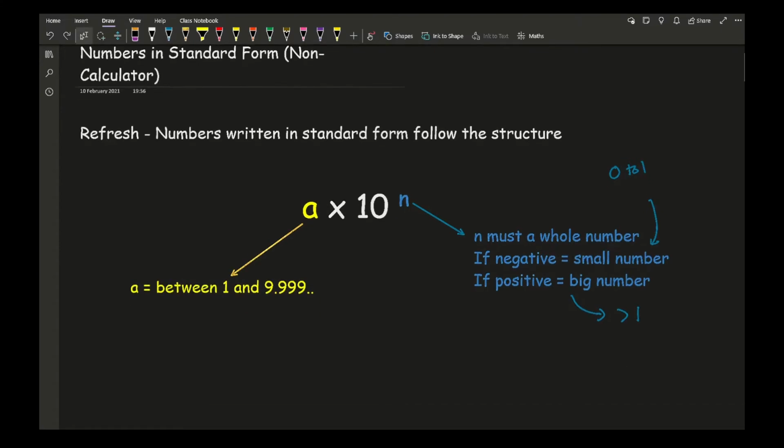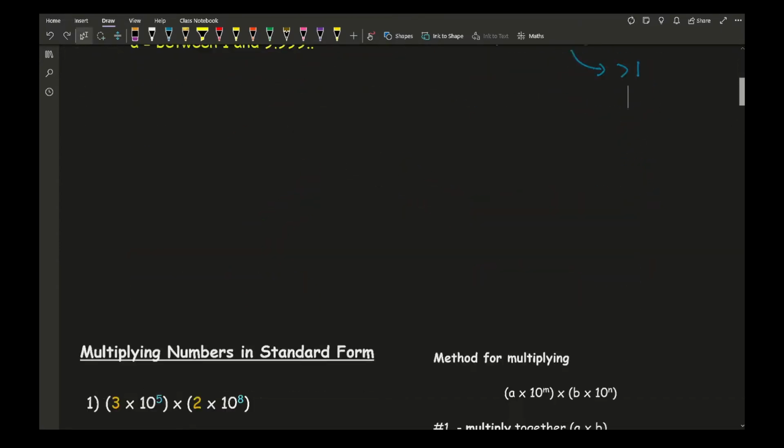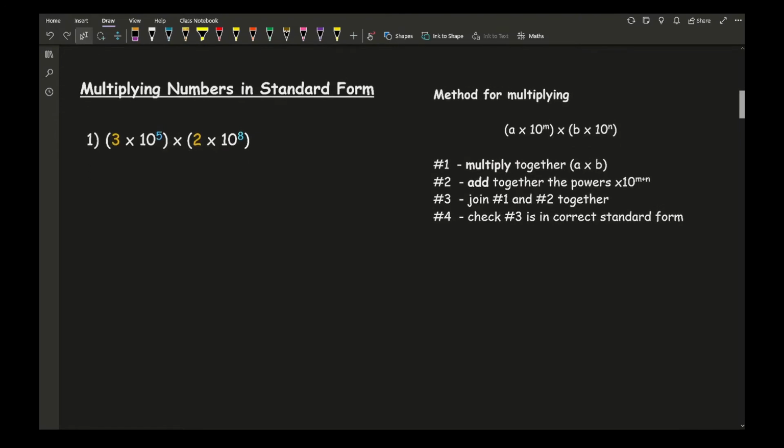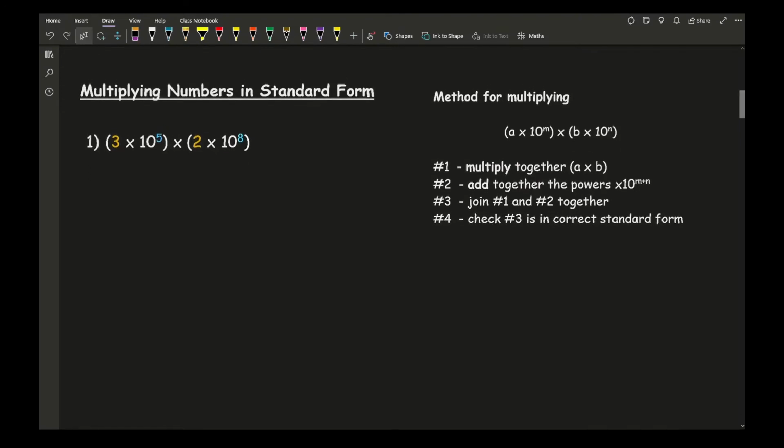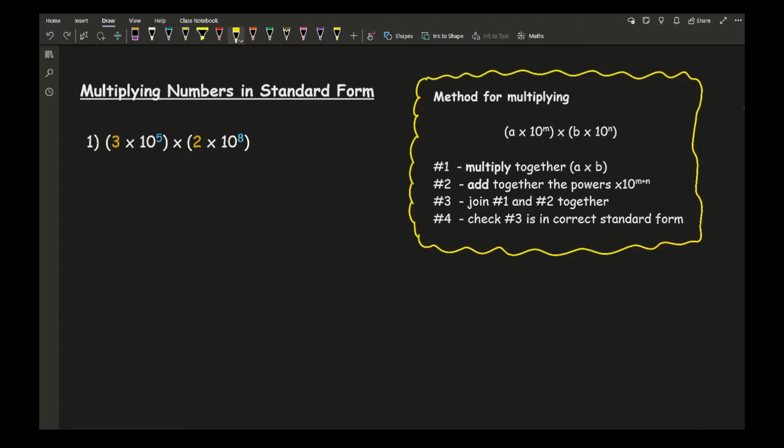So let's go straight into multiplying. So let me just scroll down. Now the method of multiplying can be followed by doing these 4 stages. Now it's not set in stone, these 4 stages, but I would say it's usually something to abide by. Now typically the question you're going to have is going to look like this.